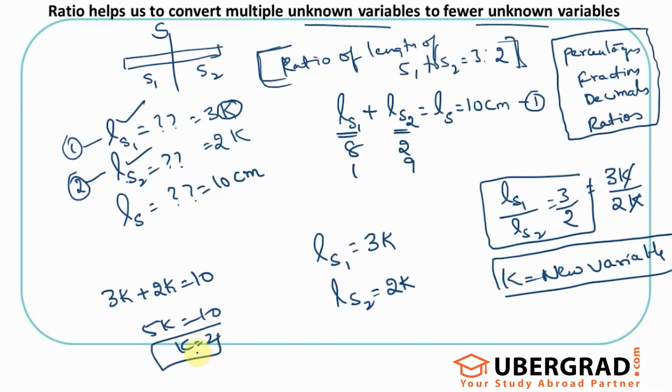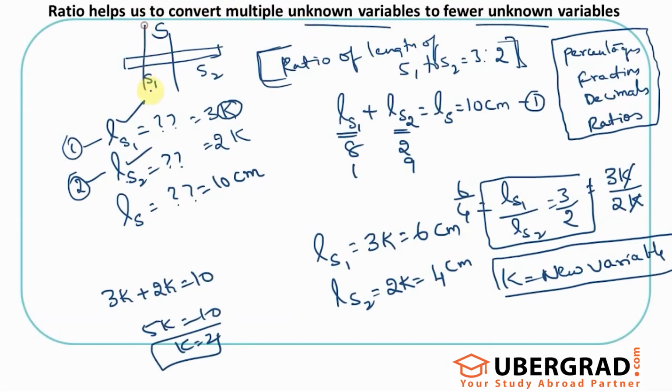Now I have the value for k, so this will be 3 into 2, 6, and this will be 2 into 2, 4. These are the absolute values. Stick 1 is 6 centimeters long and stick 2 is 4 centimeters long. 6 plus 4 is 10 and 6 by 4 is 3 by 2. I am satisfying all the given conditions. Right? So that's what we are trying to say by saying it would help us to convert multiple unknown variables to fewer.